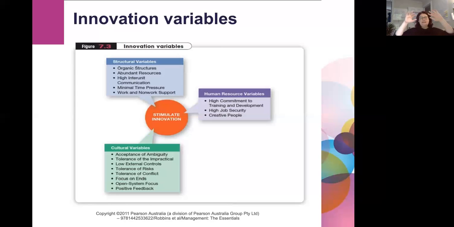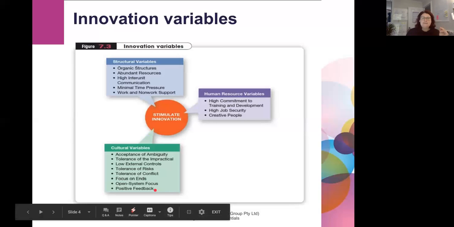And an open system means that it has a connection to the external world. Having this ability to see the organization within its context, within its environment, and seeing how all those interconnections work, rather than seeing the organization in isolation, helps us to be more innovative as well. And then the idea of positive feedback.